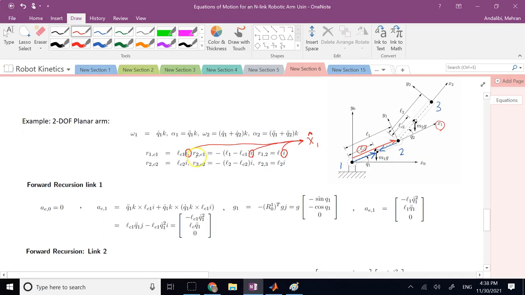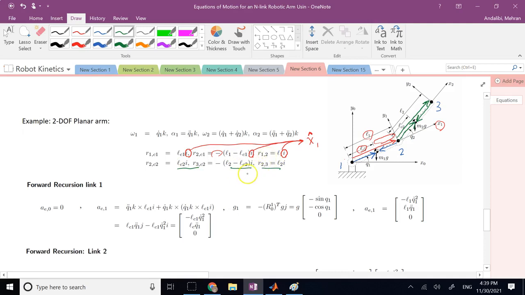And R of this C1 in 2, the length of it is clearly this length, which is L1 minus LC1, and the direction of this vector is backwards, so that's why you have this negative term. And R of 1 with respect to 2, the whole length is L1 and it is along I. Similarly, you can define R of C2 in 2, R of C2 with respect to 3, and then R of 3 with respect to 2, these guys, which you can see. So you need these vectors as well.